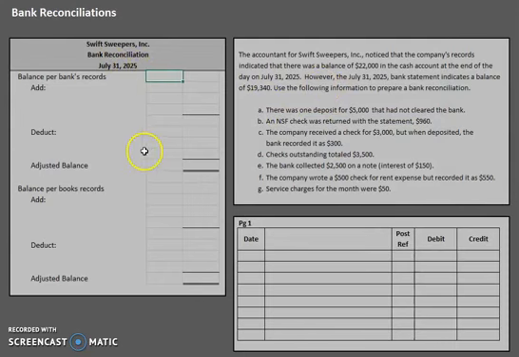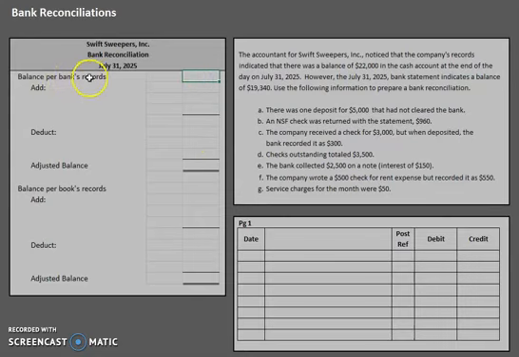Now remember, with your bank reconciliation, you have two pieces. Up top, you have the balance for the bank along with any changes, and on the bottom, you have the balance for the book along with any changes that need to be made there. Now, let's start by just filling in the basics, which would be the balances.